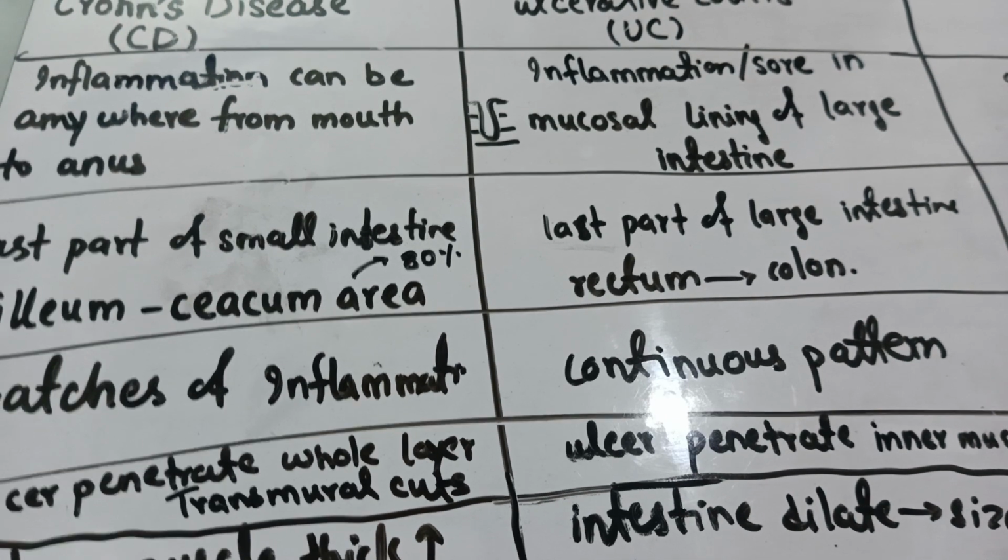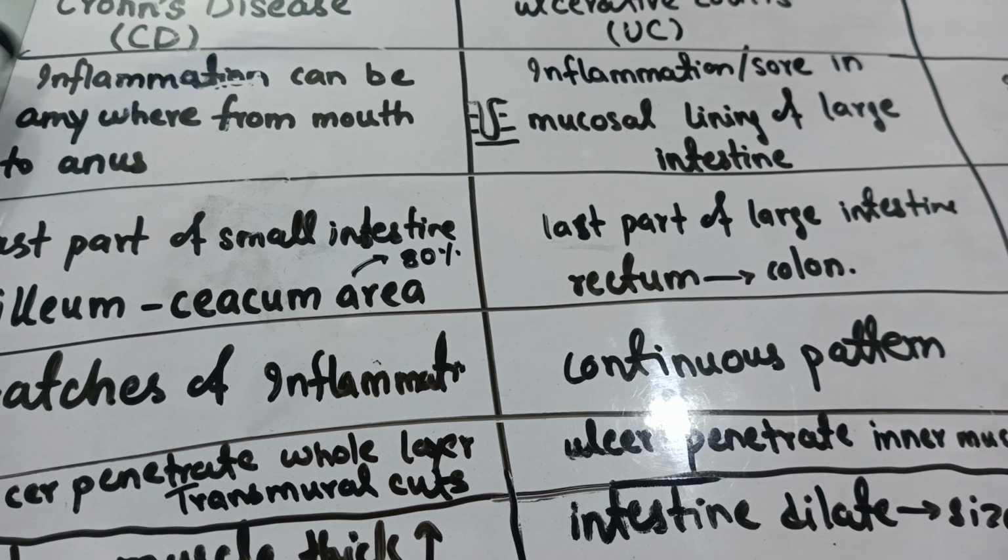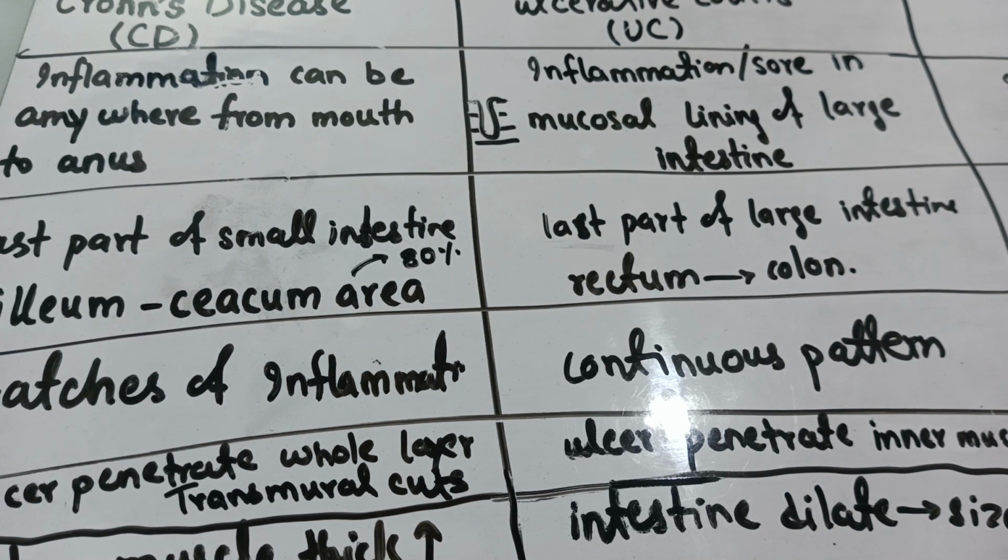Now if we move on to Crohn's disease, which can be represented as CD, this is an inflammation which can take place anywhere from your mouth to your anus, meaning it does not have a localized action. In ulcerative colitis we have seen that only the large intestine is the target, and there is a specific part of the large intestine, which is the colon. But in case of Crohn's disease, the inflammation can happen from your mouth till your anus, can be anywhere.